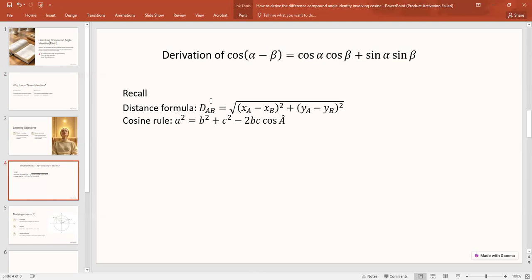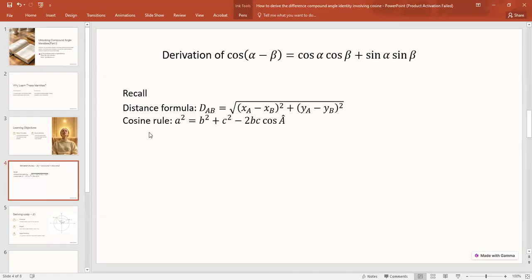In an attempt to achieve this goal, you're advised to recall the formula which states that the distance between 2 points A and B is equal to the square root of (xa minus xb) all squared plus (ya minus yb) all squared, whereby the point A has coordinates xa, ya, and the point B has coordinates xb, yb.